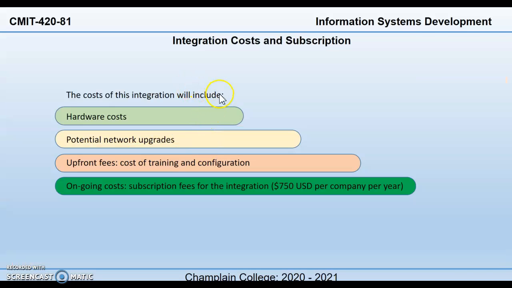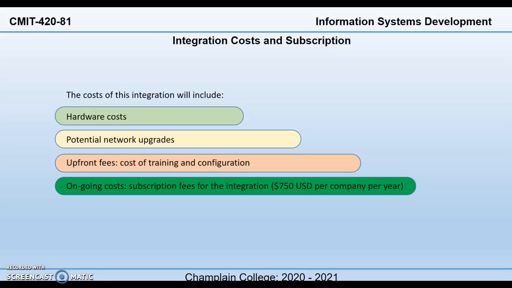And we also have the integration cost and subscription. And the cost here will include hardware costs, potential network upgrades, upfront fees, which are the cost of training and configuration, and the ongoing costs, which will be the subscription fees for the integration. And in this case, the subscription fees are $750 US dollars per company and per year.